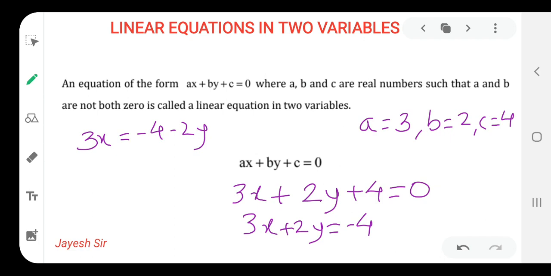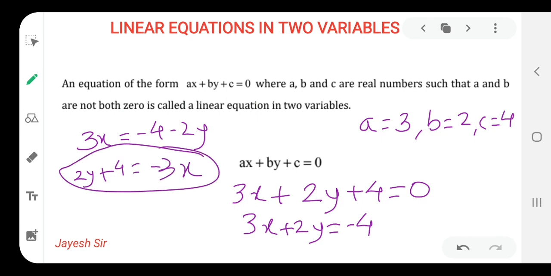Or in any other format the equation could be there. Let us think that 2y plus 4 as it is over here, and plus 3x after going this side will become minus 3x. In this format also the equation could be there, but at the end we will receive this thing only, all the values on that side. That means we have to arrange the equation in this format only, in this formula-wise format.